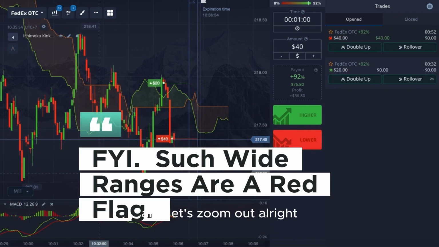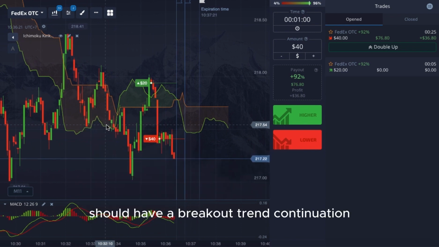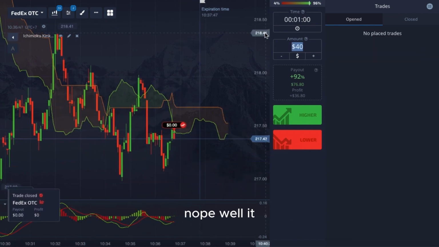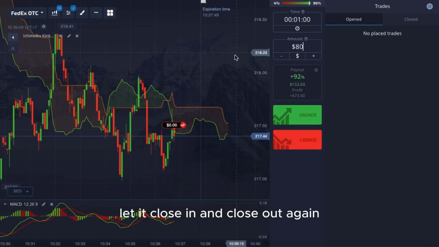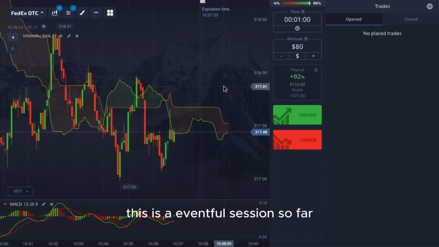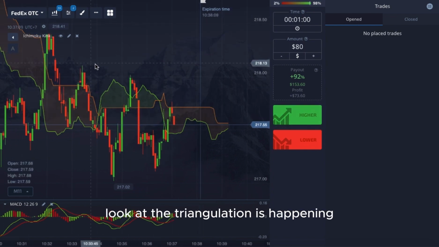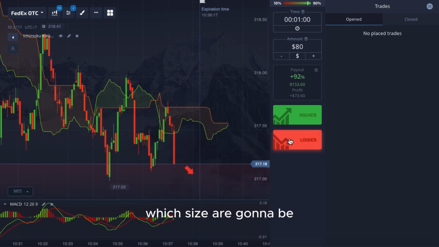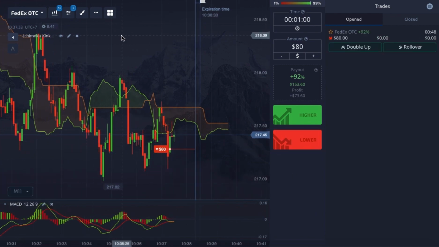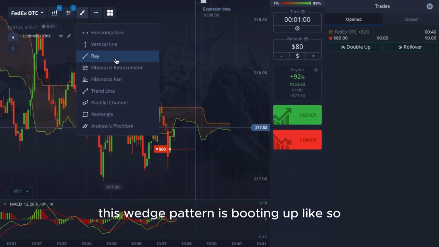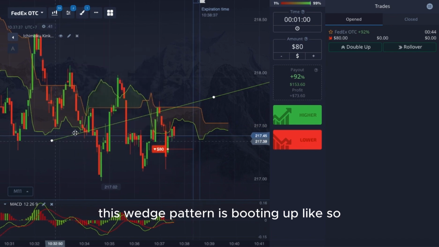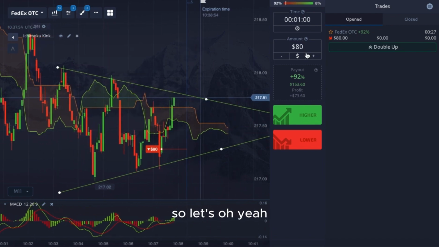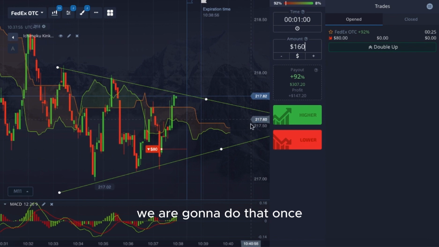And let's zoom out. Alright, should have a breakout trend continuation. That's good. Nope. Well, let it close in and close out again. This is an eventful session so far. Still not enough momentum. Look at the triangulation that's happening as well. It's a wedge pattern building up. Which side is it going to be? Here we go. So this wedge pattern is building up like so, and it can be either side. So let's, oh yeah, we have got to do the other one here.